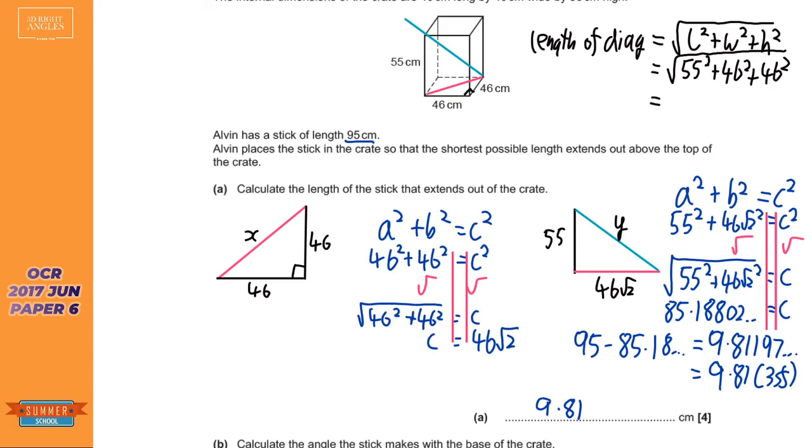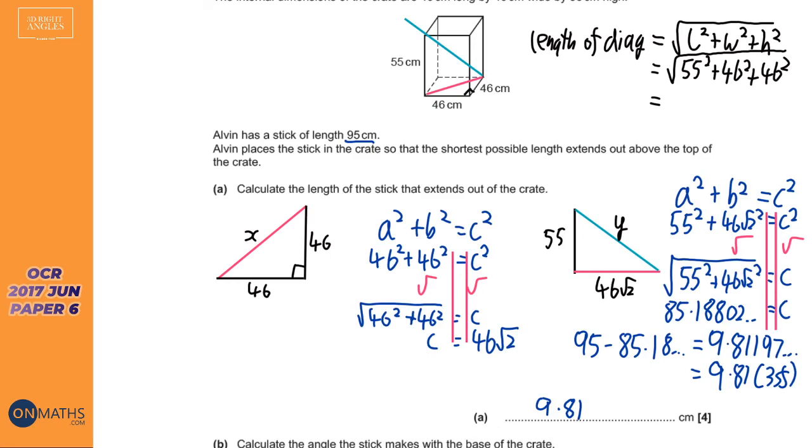So square root 55 squared plus 46 squared plus 46 squared, we get the answer of 85.188, which is the answer we got before, which is here. Okay, now there are two reasons I didn't do it that method. The first reason is that I wanted to show that you can do it just using Pythagoras, so you don't have to learn this extra formula, although if you use that formula and you understand it and you're happy with it, go for it.